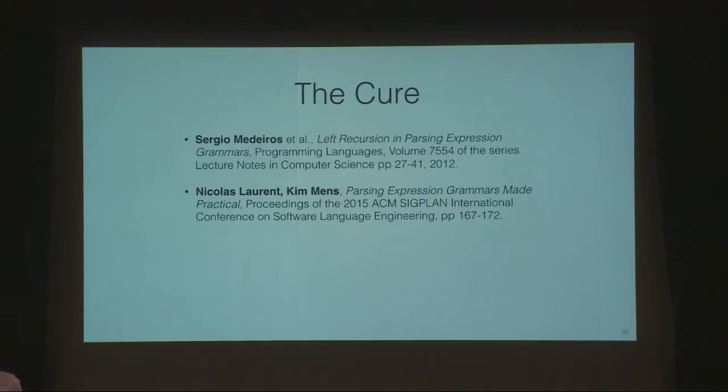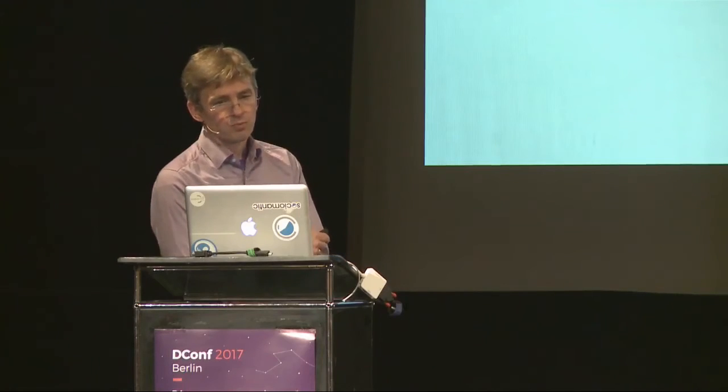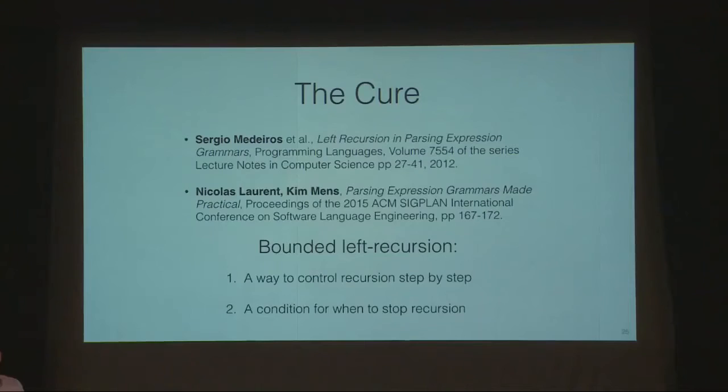So on to the cure. Thanks to the research of these guys, we have a cure. Links to full-text PDF can be found in the wiki. They present the concept of bounded left recursion, which involves two elements. Firstly, a way to control recursion step by step, and secondly, a condition for when to stop recursion. Let's look at the second element first.